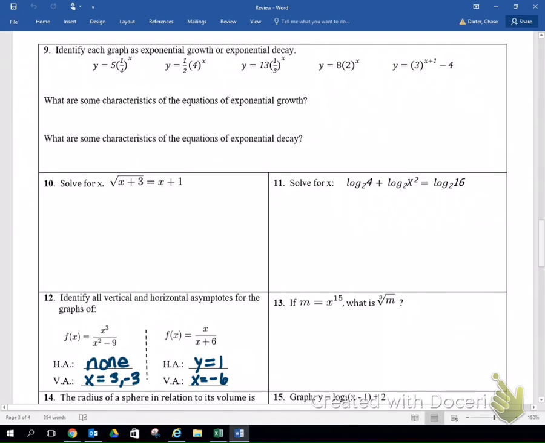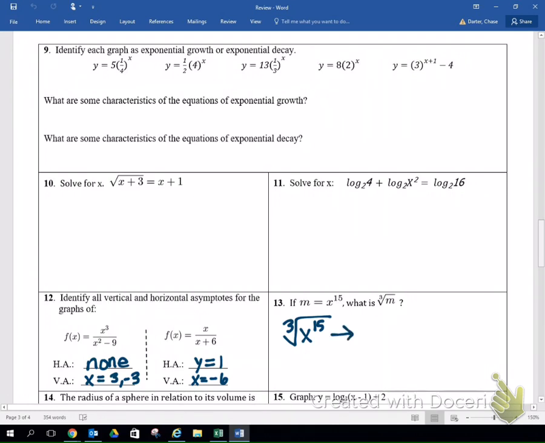Number 13 says if m is x to the 15th, what is the cubed root of m? It's just a really fancy way of saying what is the cubed root of x to the 15th. There's a couple different ways we can do this. I'm just going to go the simplest way, or what I consider to be the simplest way.